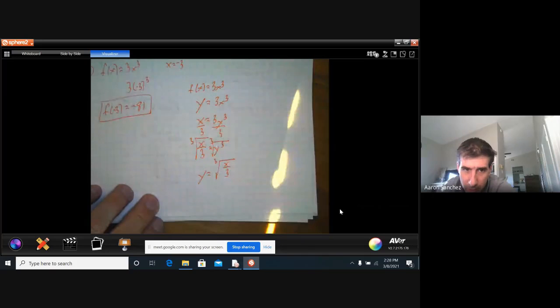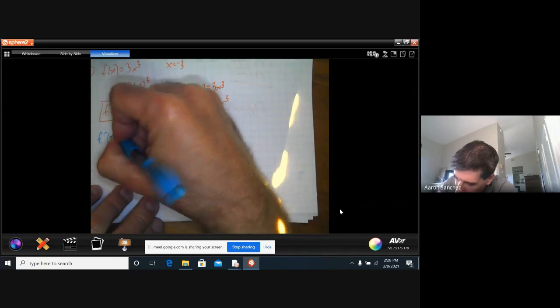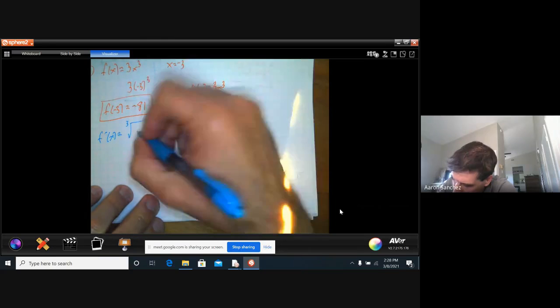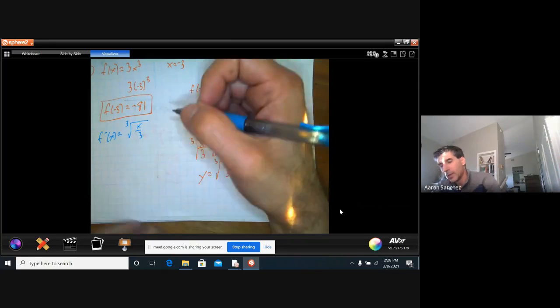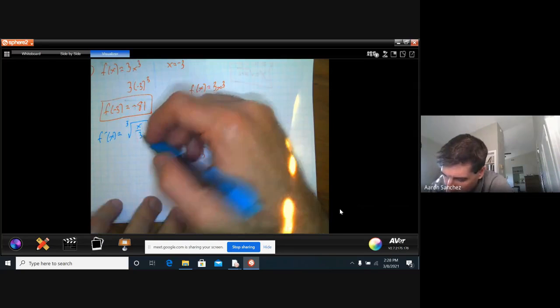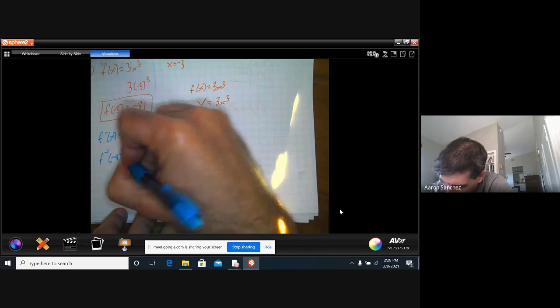So let's write our two functions. Well, let's write the inverse right here. The inverse of f of x equals the cubed root of x over 3. You guys got to be able to do that on your own. And so we should be able to plug in -81 and get -3. So let's plug in -81.